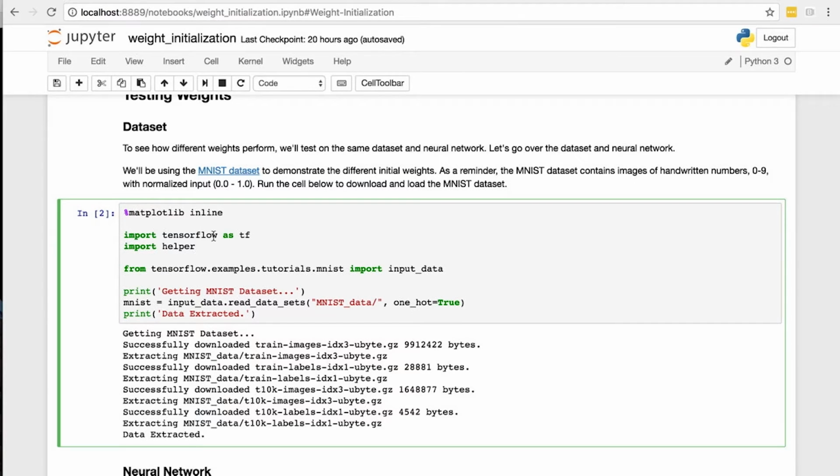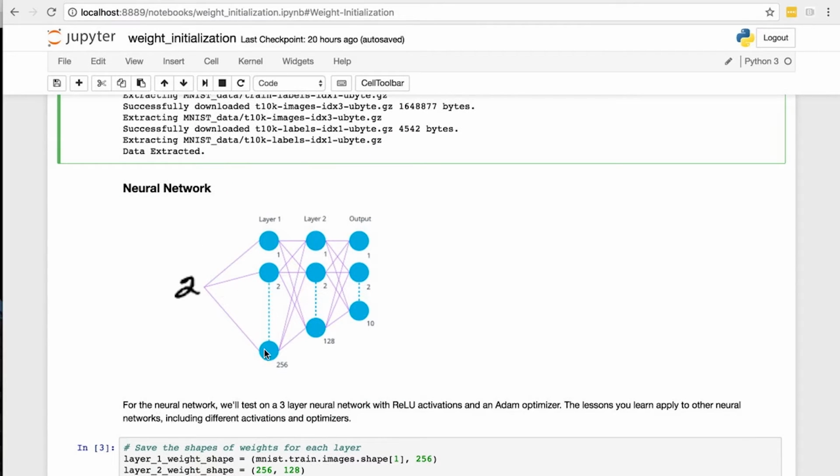If you want to see how that was built, just look in the helper script and you can see how that was put together. But it's a really simple thing. This network is basically 3 layers. So you have your input, then 2 hidden layers, and the output. The output is just a softmax classifier. Each of these hidden layers has ReLU activations, and then we're using an Adam optimizer. What I'm going to be showing you in this notebook and in these videos is how to set your weights appropriately. And this applies to other networks too, not just the simple one on MNIST.